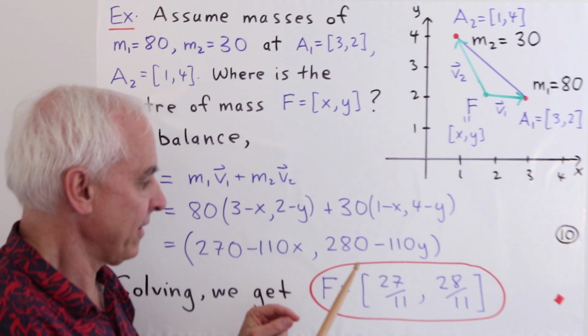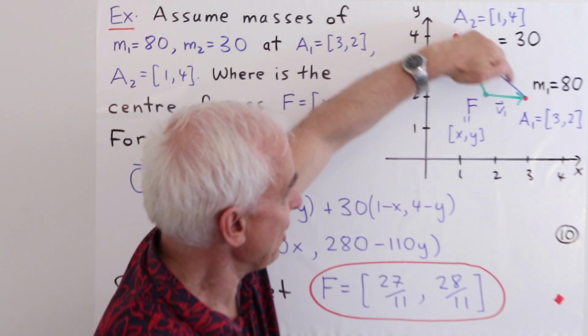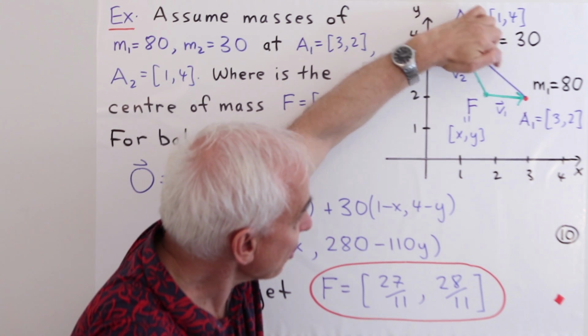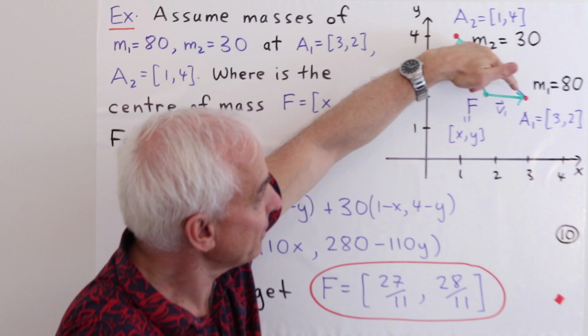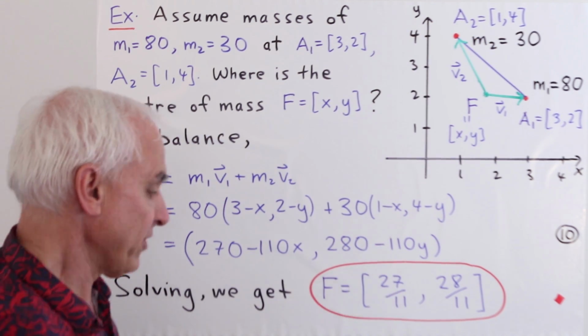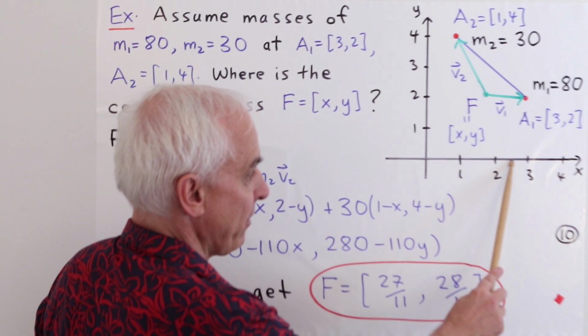So that is the center of mass. It's actually a point that's going to be on here. It's not going to be out here. That would be crazy. It's going to be a point on here, and it's going to be somewhat closer to this one here because the mass here is bigger. 27 over 11, so it's between 2 and 3, so roughly halfway, so maybe around there.